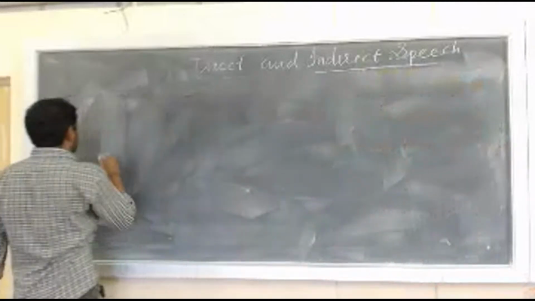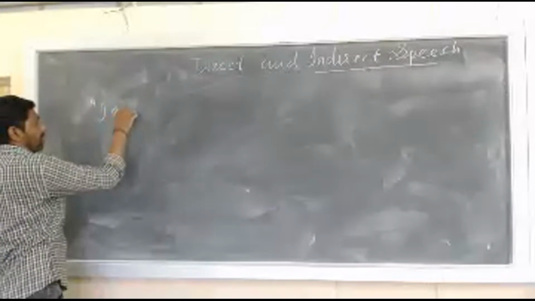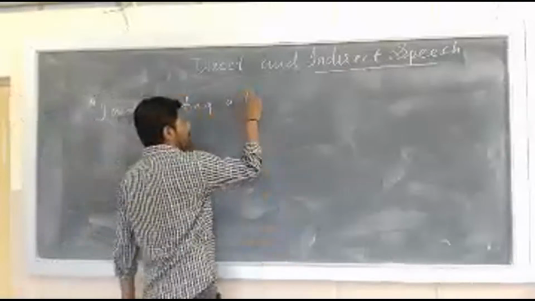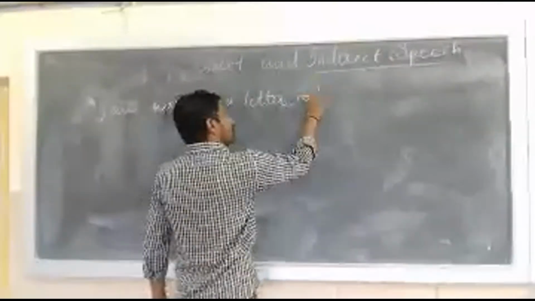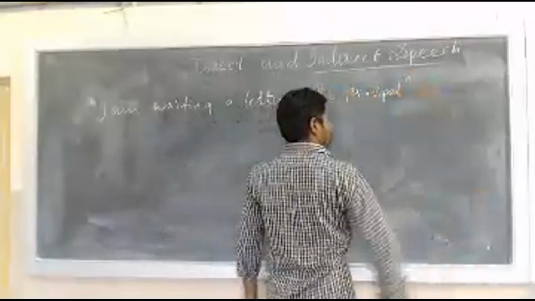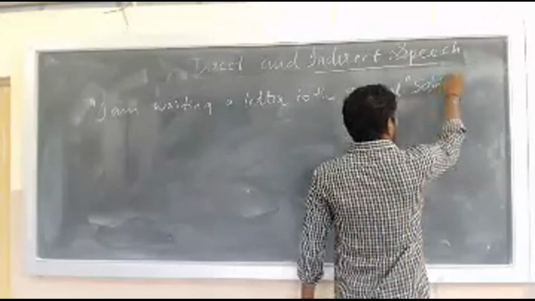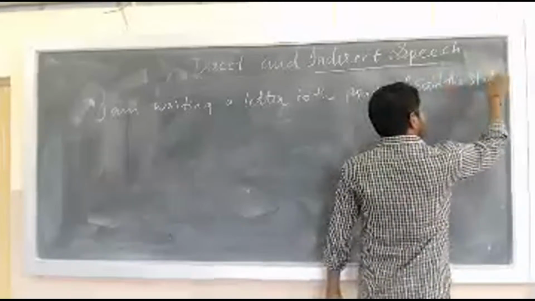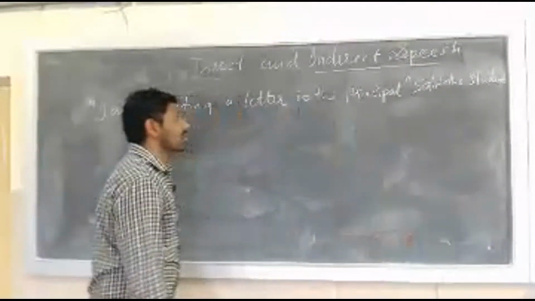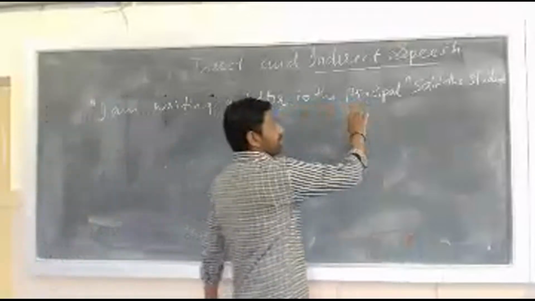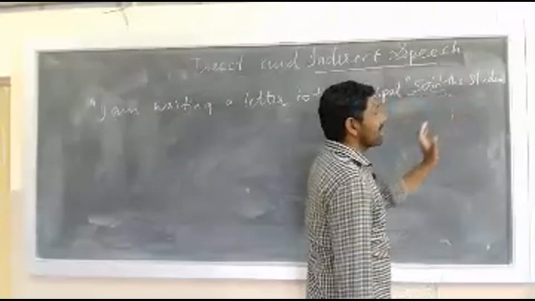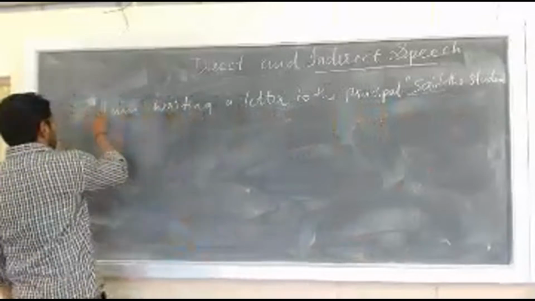Next, "I am writing a letter to the principal," said the student. Look at this example. It is in present continuous. So we have kept it in inverted commas, separated by a comma between the reporting verb and the reported speech, and the student said. Now you change this from direct to indirect.